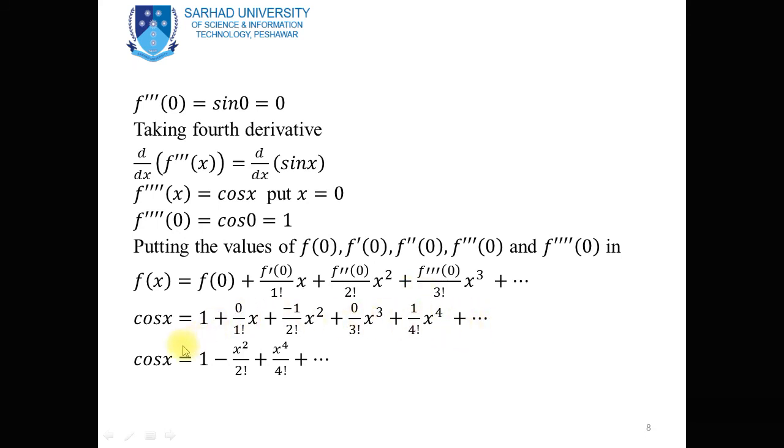So we obtain the Maclaurin series for the cos function is equal to 1 minus x square divided by 2 factorial plus x power 4 divided by 4 factorial plus and so on.